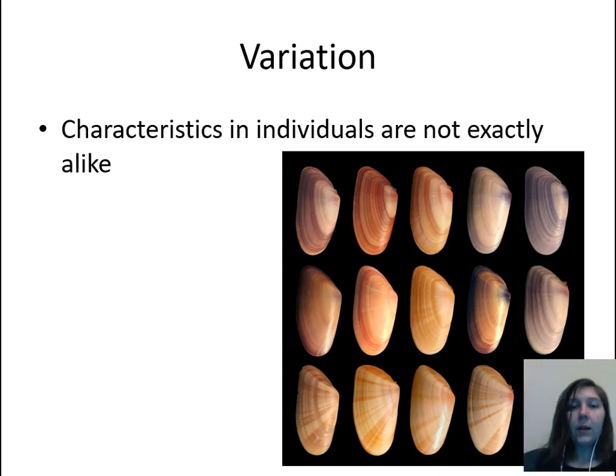Variation is that characteristics in individuals are not exactly alike. There are differences in the population among every individual, and this is good for survival because it means that if the environment was to change, at least some of those organisms might have better traits.